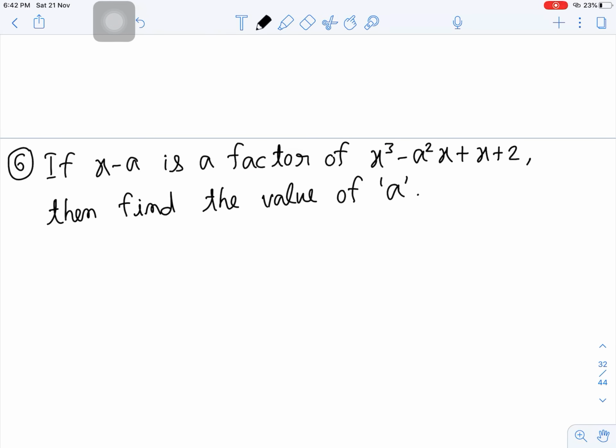So this is the answer. Okay, next question number 6. If x minus a is a factor of x cube minus a square x plus 2, then you have to find the value of a.